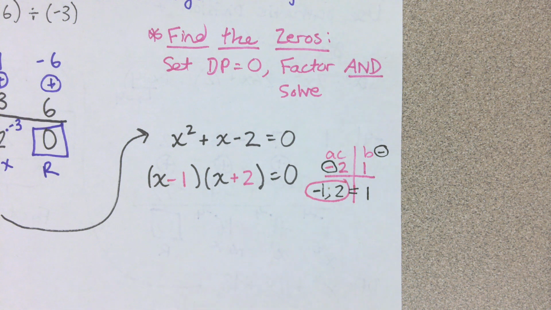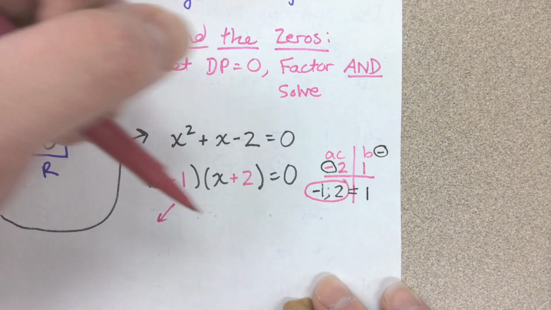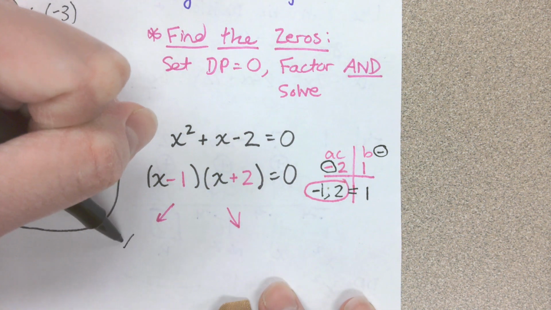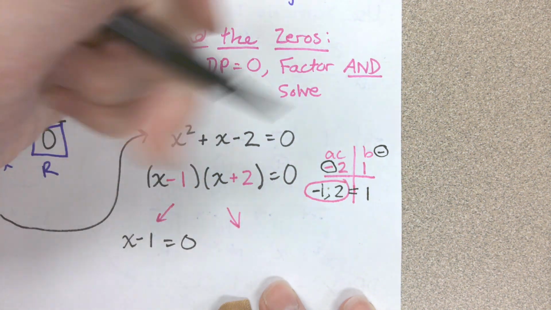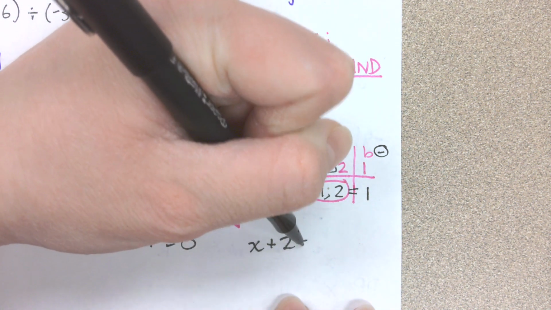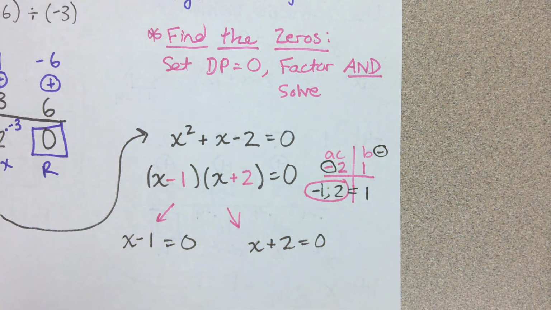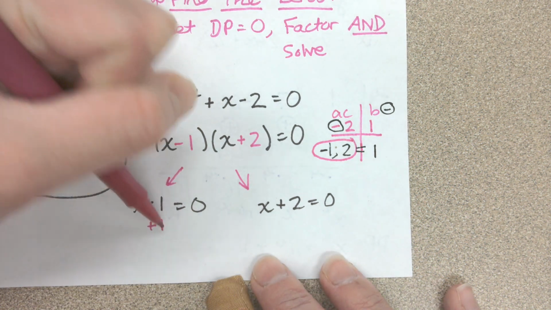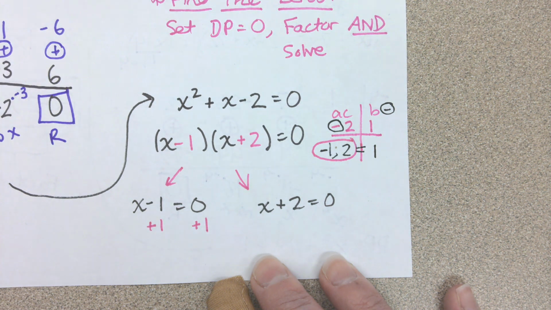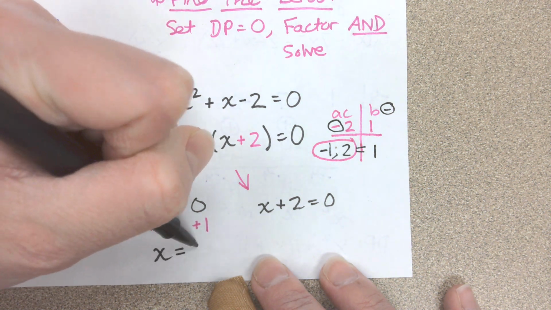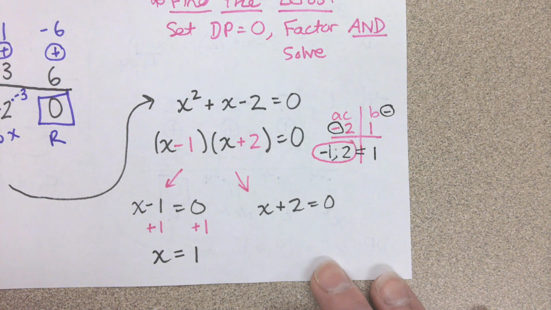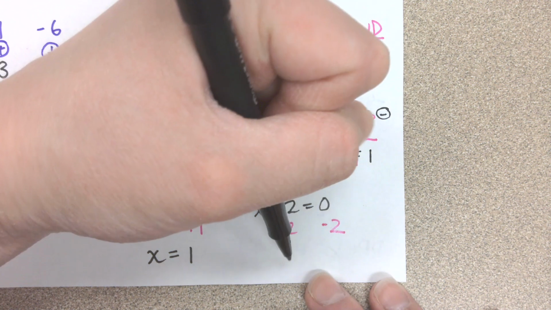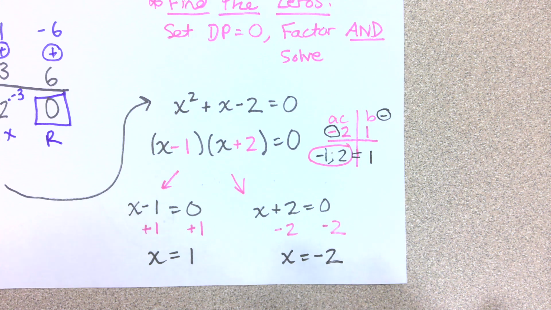We have to solve. From here, we split this up into 2 equations. X minus 1 is equal to 0, and x plus 2 is equal to 0. And then we solve both of those. Left equation, I'm going to add 1 to both sides, giving me x equals 1. Right equation, I'll subtract 2 from both sides, giving me x equals negative 2.